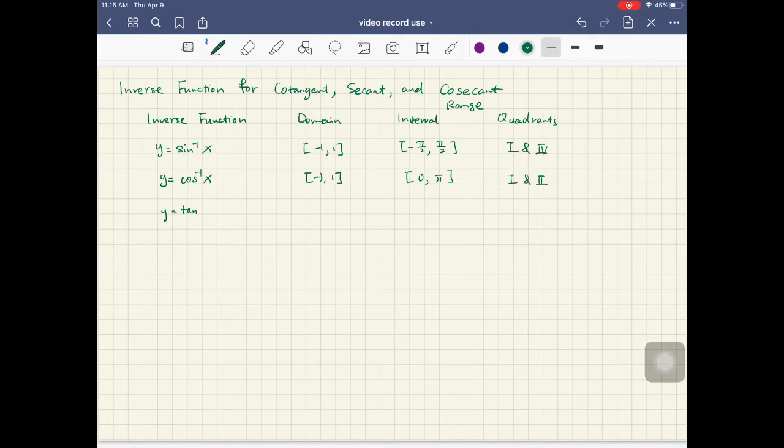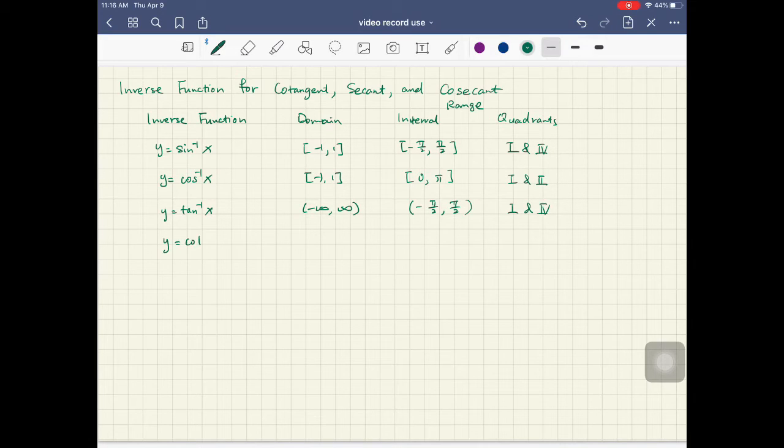Tangent inverse: the domain is going to be everything from -infinity to positive infinity. The range in interval notation is going to be -pi/2 to pi/2. Remember, -pi/2 and pi/2 are also the asymptotes, so we cannot include them. So we use parentheses to exclude -pi/2 and pi/2. The quadrant version is going to be the first quadrant and the fourth quadrant.